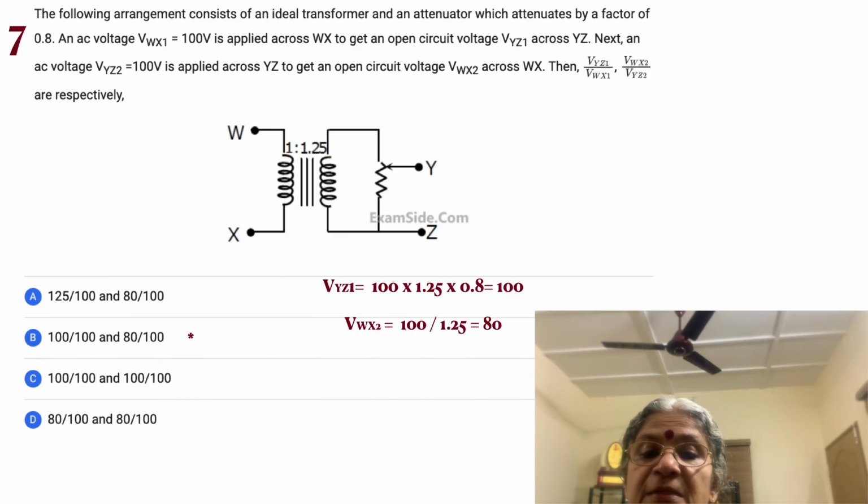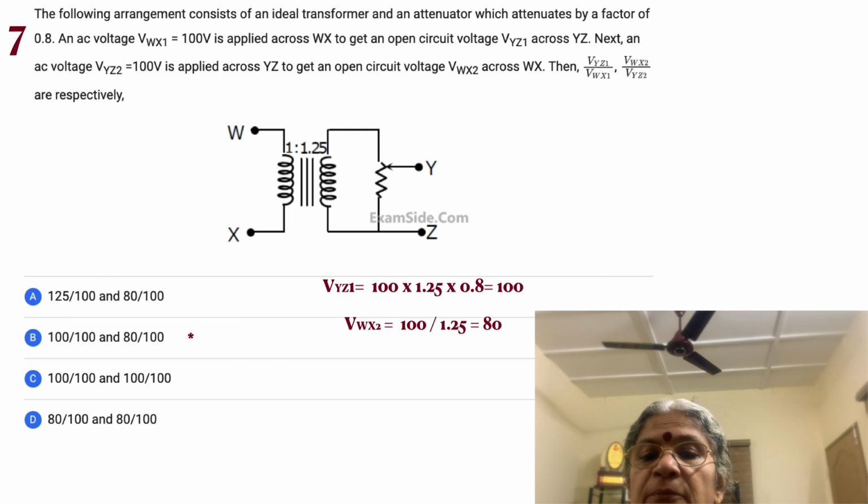Okay, so let's go to the seventh problem. The following arrangement consists of Wx and Yz, and the transformation ratio is 1:1.25, and there's only a resistor there. Let's see, there must be something nice here. The following arrangements consist of an ideal transformer and an attenuator. An attenuator is simply a resistance arrangement which is just like a potential divider. You take out what you require.